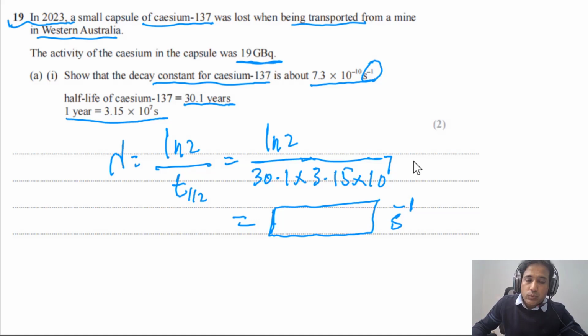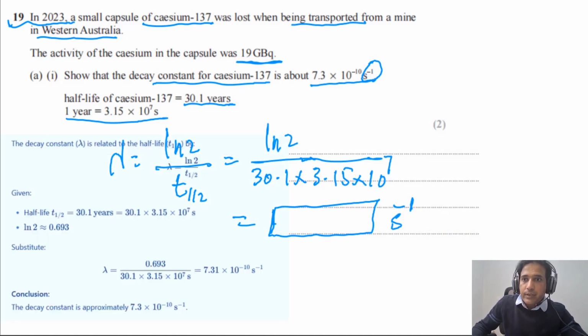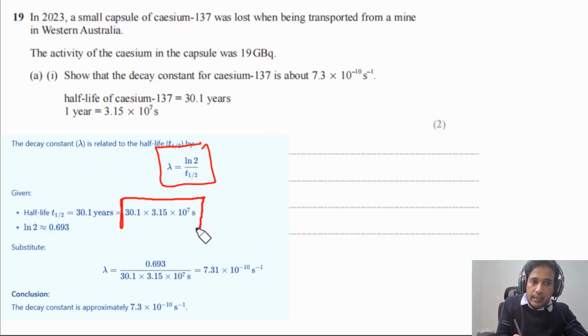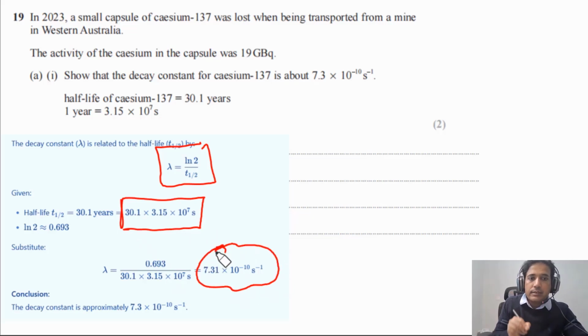Now let me show you the full answer, and this answer is written a little bit in detail. So you see, first of all we have used this formula. So let me clear this first. So this is the formula you first need. Then you have to convert time into years, then use the formula, and this one is the final answer.